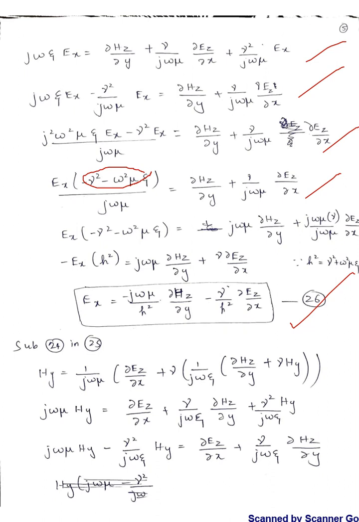First what I did, I substituted 25 in 24. Now I'm going to substitute 24 in 25. So I'll be getting that Hy term. So the Hy term is equal to, if I substitute like this, I'll be getting the equation, and after simplification the equation will be like this.